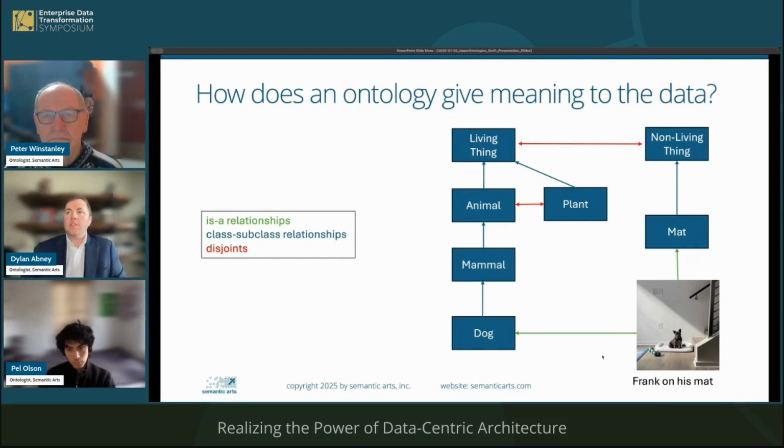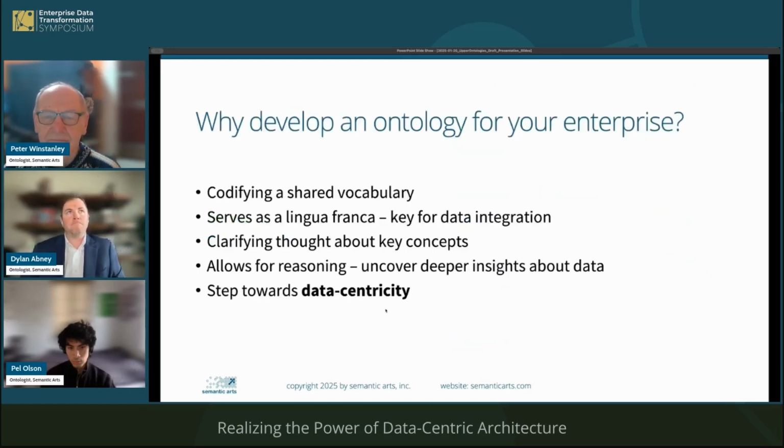Another thing we can start to do once we've got an ontology like this in place is start to model data underneath the ontology. So we can take things that are out there in the real world and start to model them according to the ontology, like this is Frank, my dog, and he's on his mat. We can say that Frank is a member of the class dog, and Frank's mat is a member of the class mat. So that's something we're able to do with this model in place.